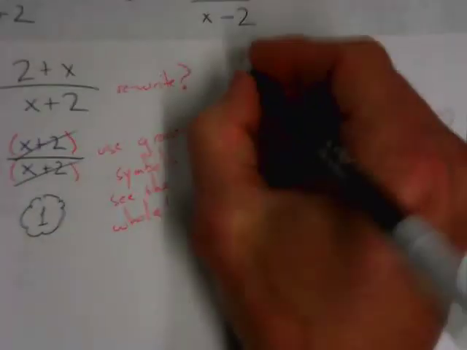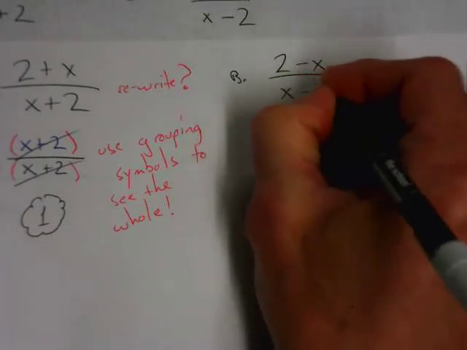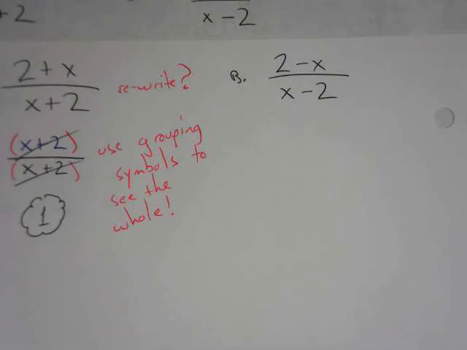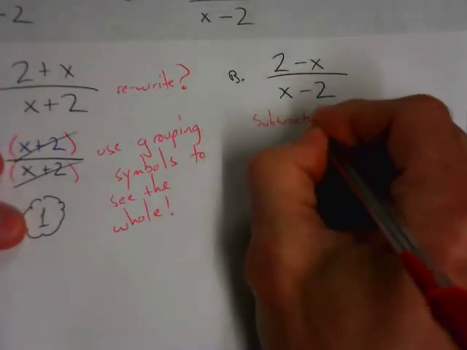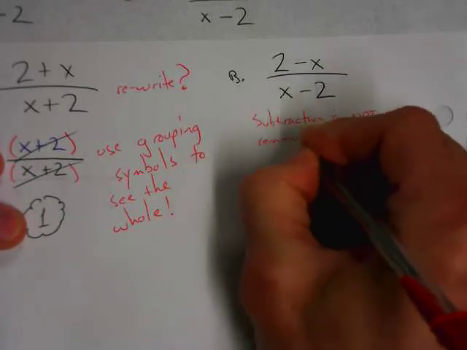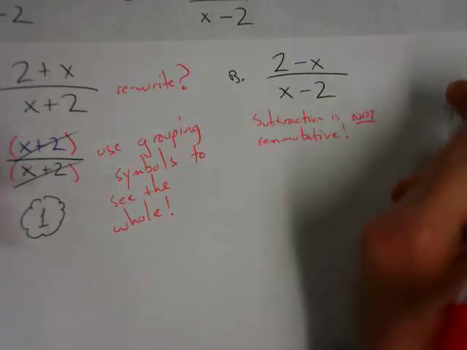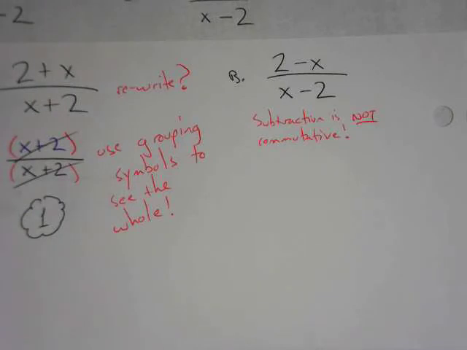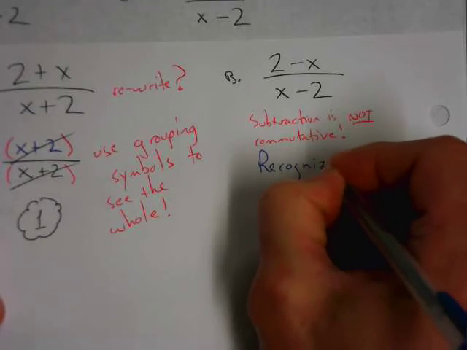Well, what about number 5, example B? We have 2 minus x and x minus 2. We have to remember that subtraction is not commutative, okay? Subtraction is not commutative. So x minus 2 is not the same thing as 2 minus x. But what we have to do is recognize, okay? So let's see if we can recognize something.